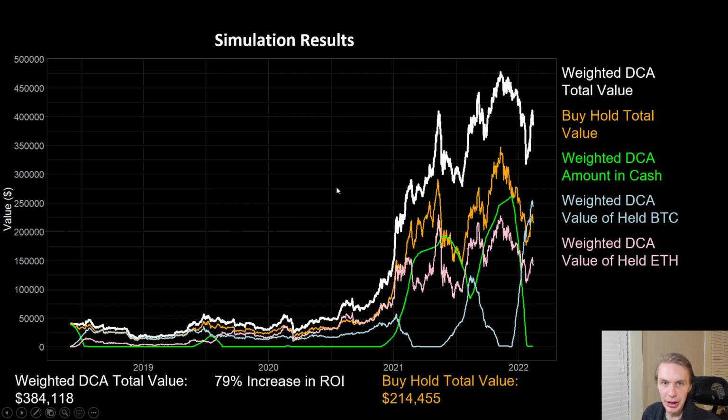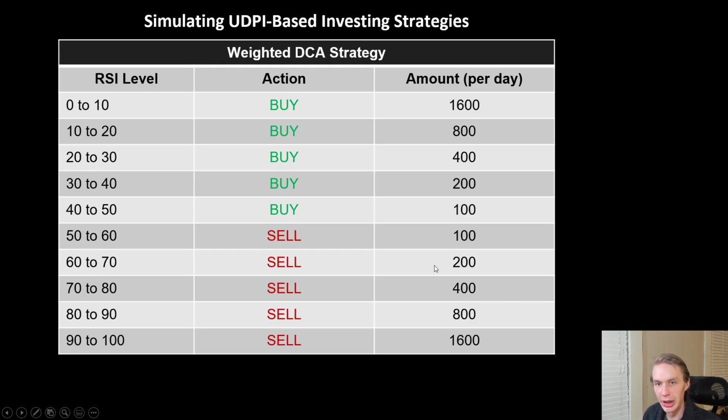But now the question of the video, right? So this is all well and good, but what about the RSI? What if you just did this based on the RSI instead of the UDPI? So let's see. This is going to be the RSI level, so 0 to 10, 10 to 20, 20 to 30, 30 to 40, etc.